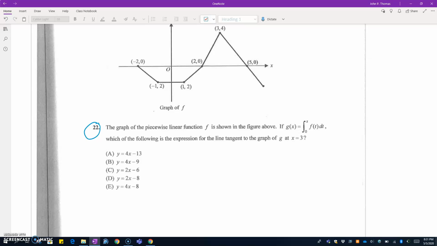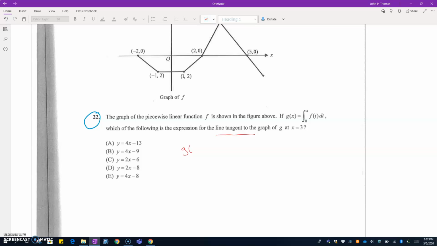22 says the graph of a piecewise linear function f is shown above. G of x equals the integral from 0 to x of f of t dt. Which of the following is the expression for the line tangent to the graph at x equals 3? So I need g of 3, because that will give me the point, and I need g prime of 3, because that will give me the slope. So for g of 3, I'm going 0 to 3 of f of t dt. So from 0 out to 3, that's this area out to the peak of that triangle.